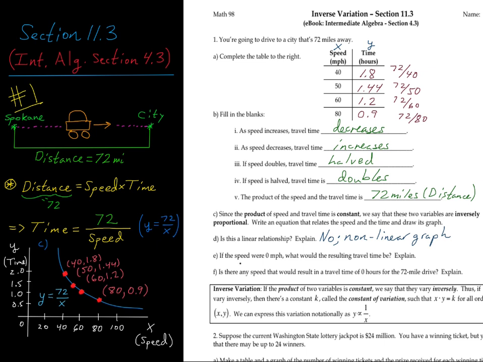All right. And so moving on to E, it says, if the speed were 0 miles per hour, what would be the resulting travel time? Explain, right? Well, this almost kind of sounds like a joke. What we're saying here is that if the speed were 0, well, in terms of the equation, that's saying that x would be 0. And so what would be the resulting travel time? Well, if I just go ahead and try to plug 0 into my equation, I would get that y was equal to 72 divided by 0, which of course is not defined.